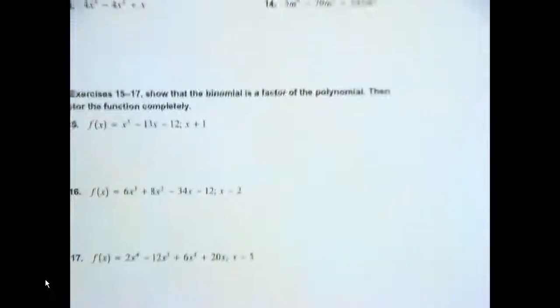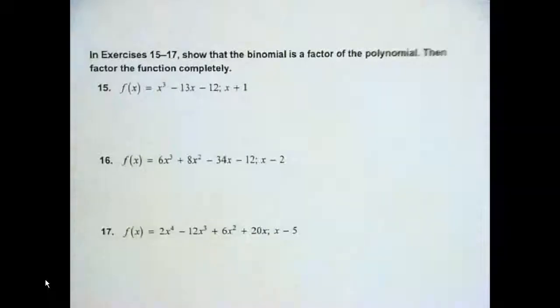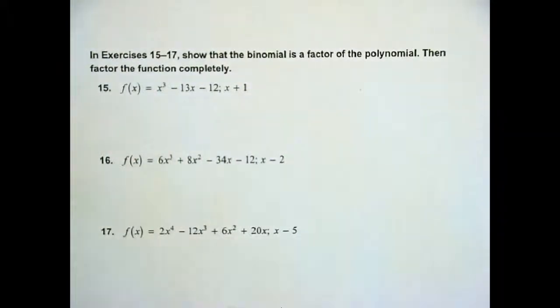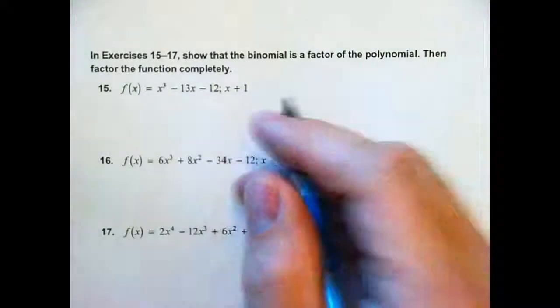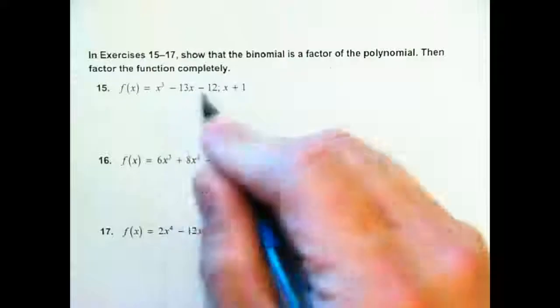All right. Hey, please turn the page. Take a look at page 95. Last one we're doing. Page 95. We're going to go through this one real quick. It says, show the binomial is a factor of the polynomial, then factor the function completely. All right. With this, I know last week we talked about being able to just plug in -1 and see if it goes into it.